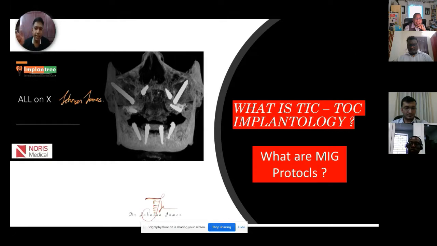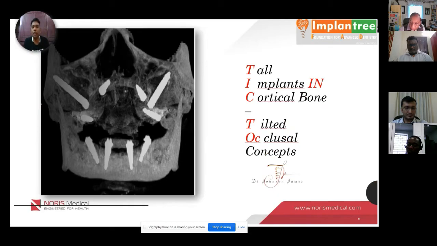You can see an all-on-4 on the lower, a tilted implant concept for rehabilitation of the lower atrophic mandible. And upper, we have done 2 nasalis implants, 2 pterygoid implants, and 2 zygomatic implants. Okay. So the MIG protocols, we have 4 important concepts.